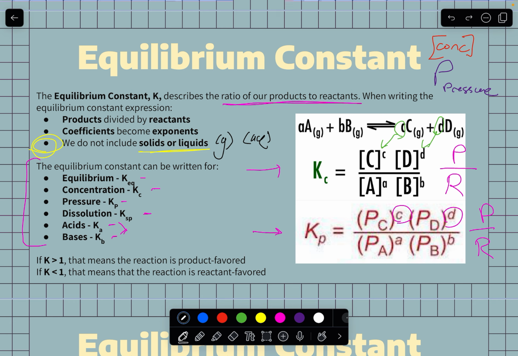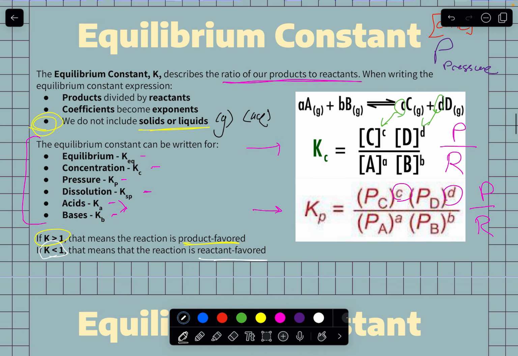Since our K expression, our equilibrium constant, is a ratio of our products divided by reactants, if it's greater than 1, that means we have more products because the numerator is top heavy. So that means it's product favored. We have more products than we have reactants. If it's less than 1, that means it's denominator favored. The reactants are favored there.